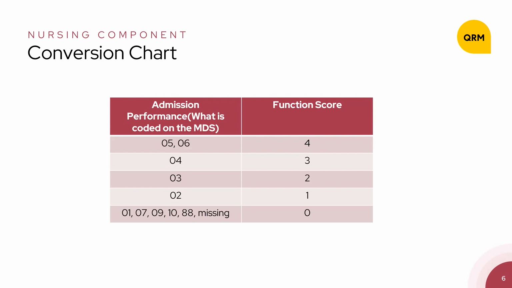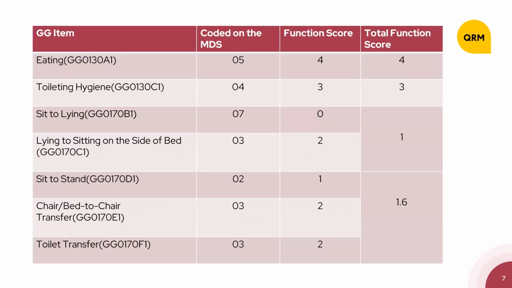Okay, so let's kind of put this into a scenario so that we can kind of see how it works. Over on your left column, these are those 7 GG items: your eating, toilet hygiene, sit to lying, lying to sitting on the side of the bed, sit to stand, chair to bed to chair transfer, and your toilet transfer. The next column over is what we coded on the MDS. So we coded it as a 4 or a 5, a 4, a 7, a 3, a 2, a 3, and a 3.